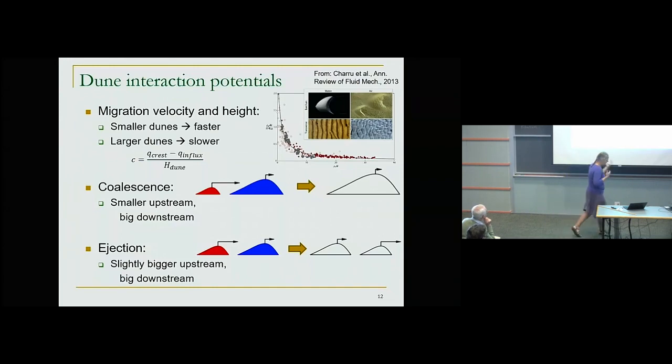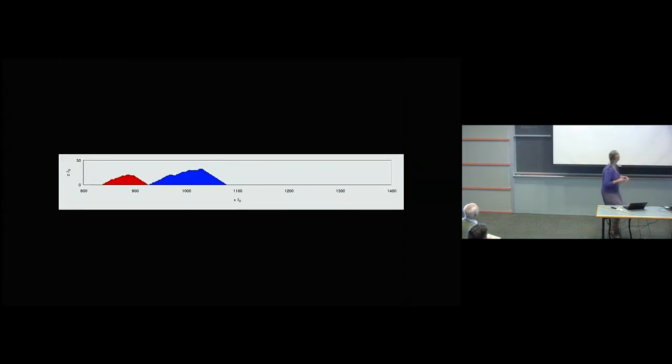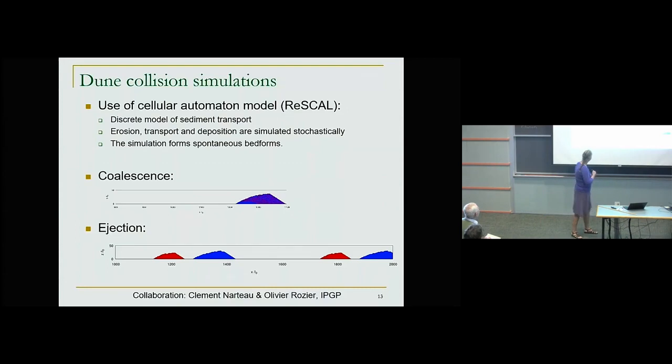So this is the fundamental process, but we also mimicked it with numerical simulations in a collaboration with people from IPGP, Clément Narteux and Olivier Rozier. We try to mimic these 2 processes with a cellular automaton model called ReSCAL. First we're looking at coalescence. We have these 2 dunes that are merging. You have a formation of a plateau, and as this plateau is being eaten up, it goes on as one big dune. The colored sediment is merging as well. So that's the coalescence process.